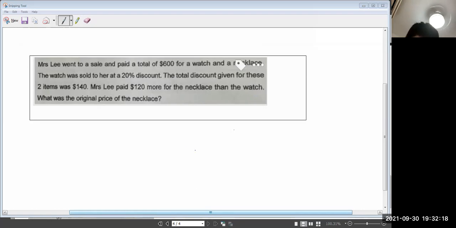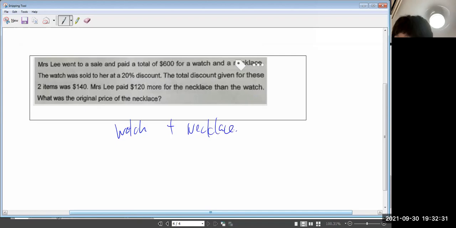Okay, let's look at this question together. Super simple. So pay a total. Basically you have a watch and then you have a necklace. The watch was sold at 20% discount, so therefore it's only 80% of the watch. And then the necklace is full price.